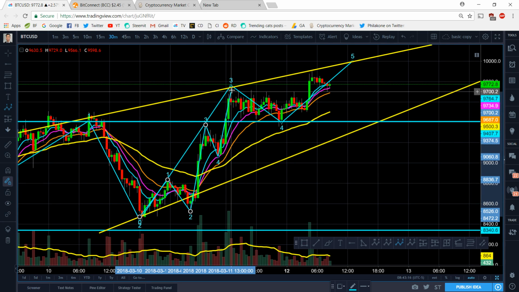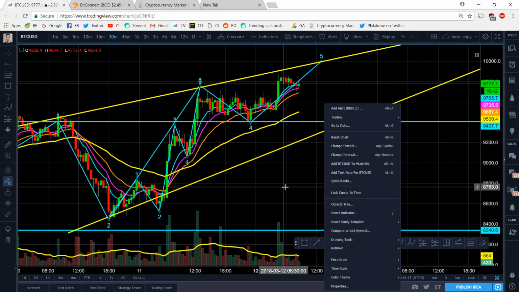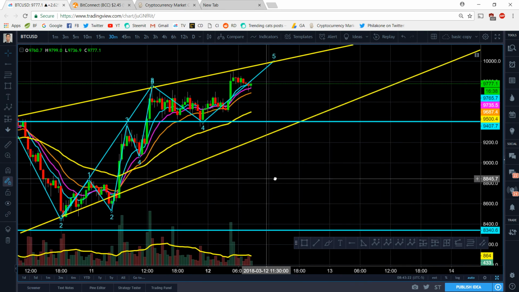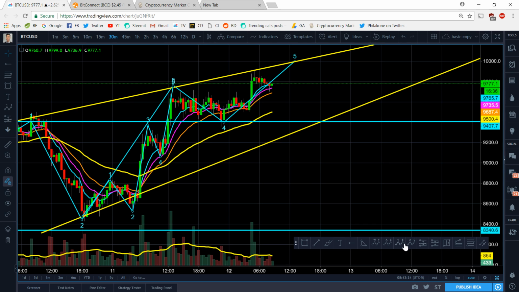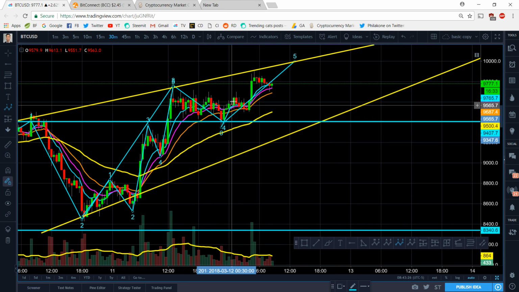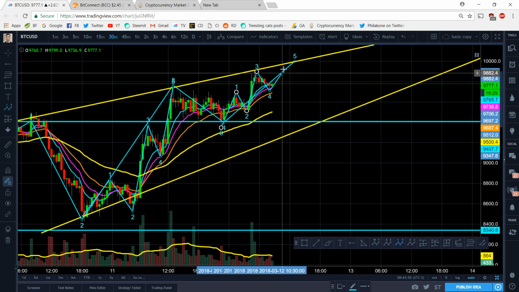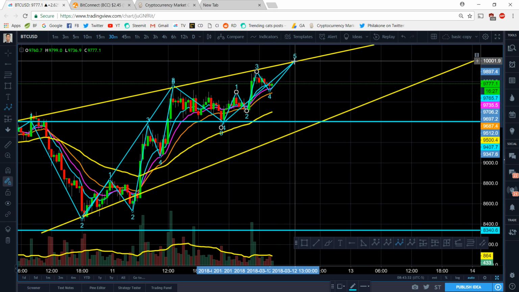It made waves 1, 2, 3, 4, and 5 like that. This made some sort of ABC correction in here. Very difficult to count, right? And then we ask ourselves, is this a possible 5th wave that's happening right now? 2 and 3, 4, and 5, something like that in here.